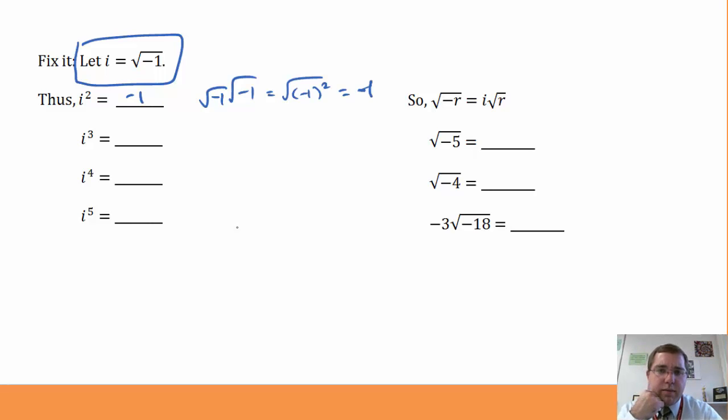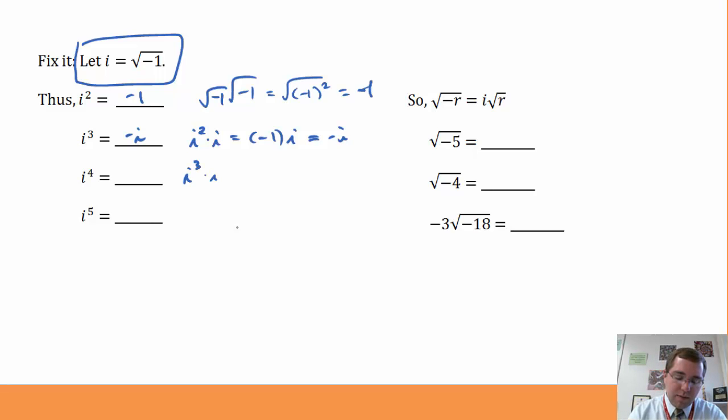What's i cubed then? Well, i cubed is i squared times i. So that's negative 1 times i, or negative i. Okay? What's i to the fourth? Well, that's i cubed times another i. So that's negative i times i. That's negative i squared. i squared was negative 1, so that's negative of negative 1, which is 1. i to the fourth is 1.